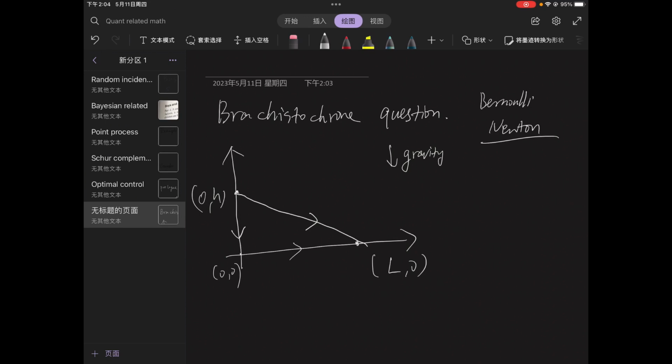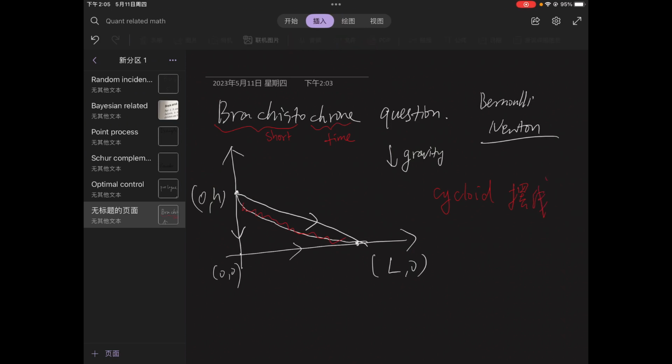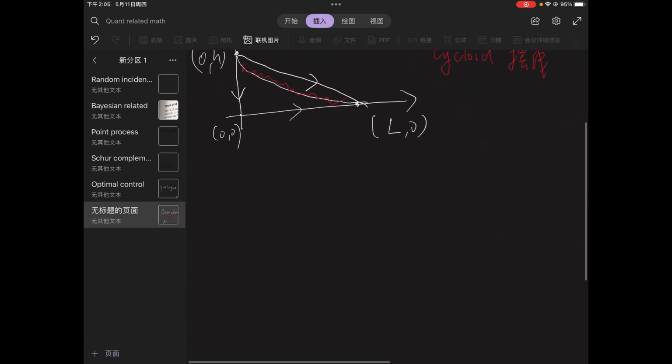But in both ways, it's not the Brachistochrone, which means Brachisto means short, and chrone means time. In both ways, it's not the shortest time. So actually, I can give you a little bit of a spoiler. It's this one, the red one. It is the answer, and it's called a cycloid. And in Chinese, it's called 摆线. Alright, so today I'm going to prove this.